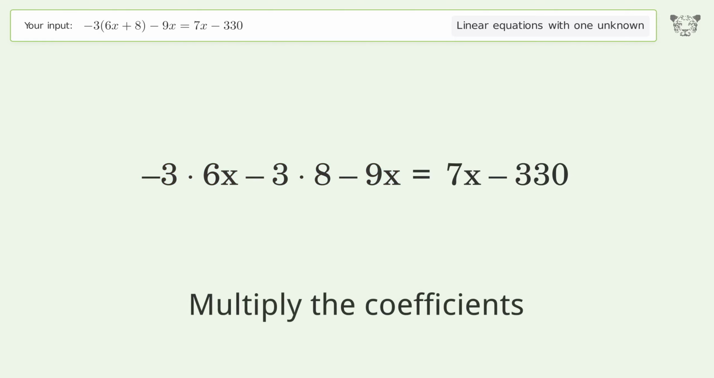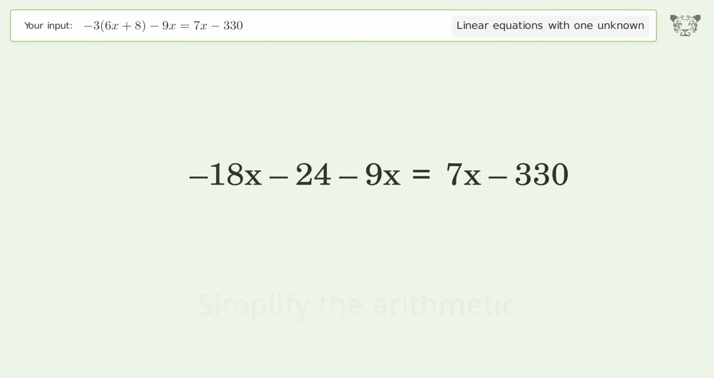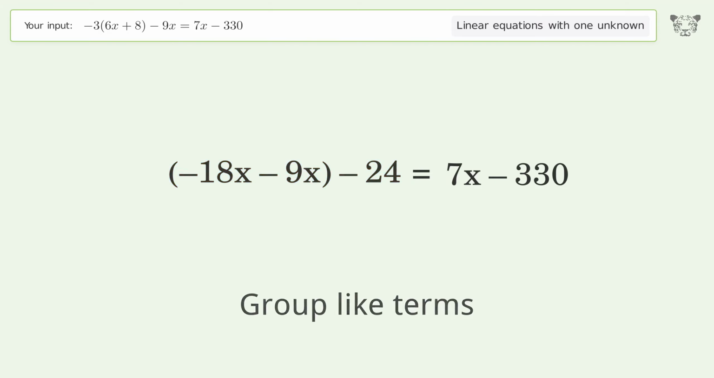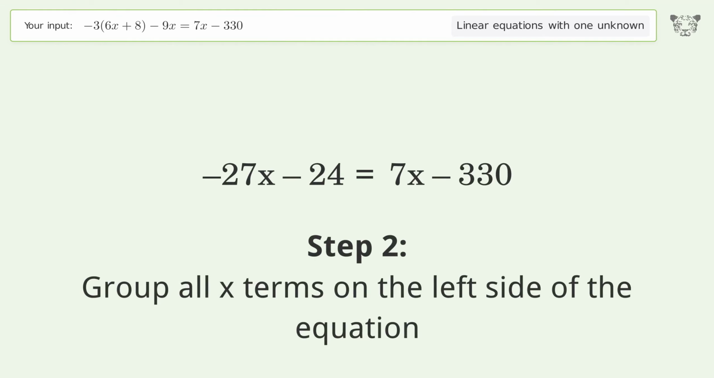Multiply the coefficients. Simplify the arithmetic. Group like terms. Combine like terms. Group all x terms on the left side of the equation.